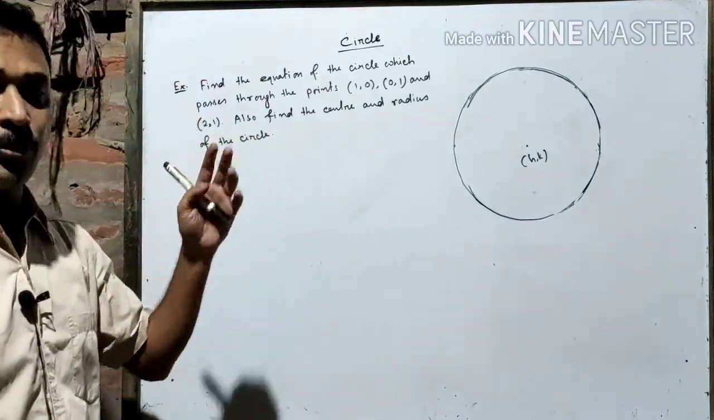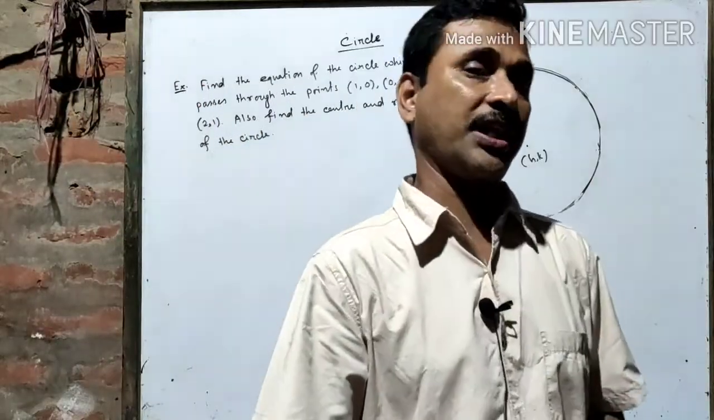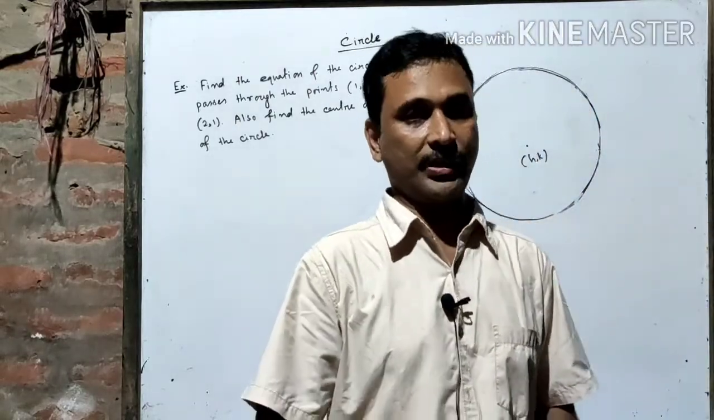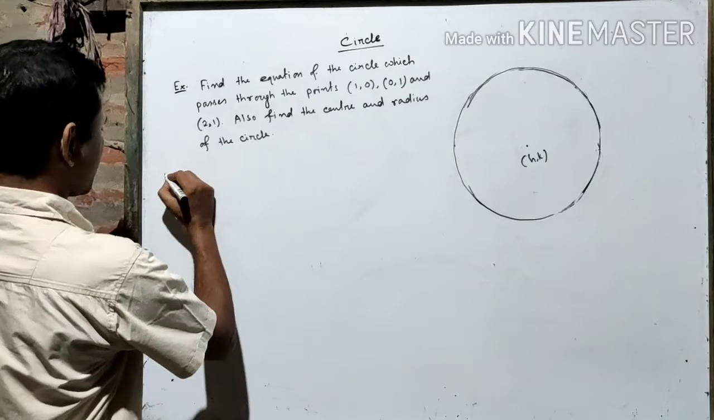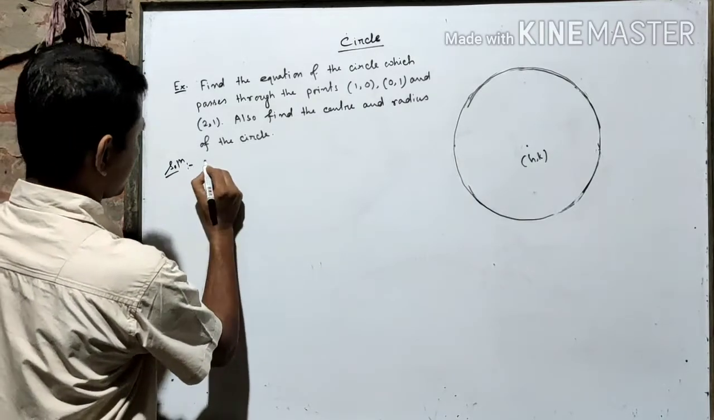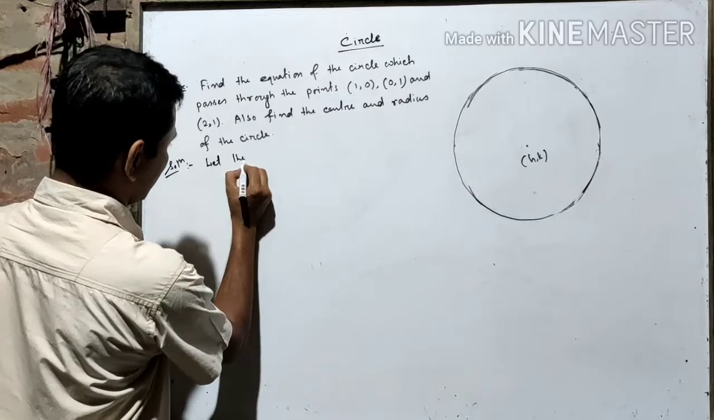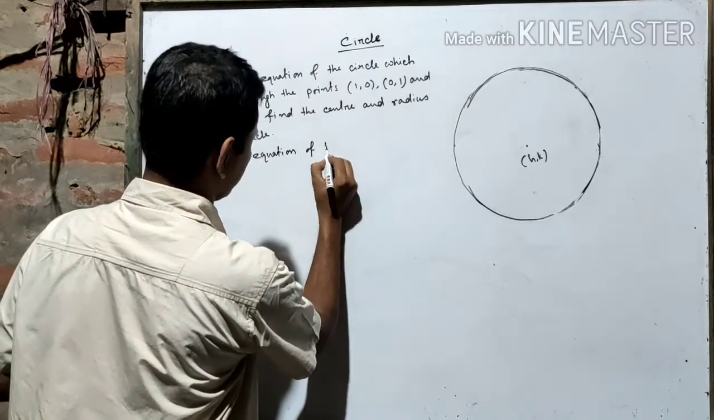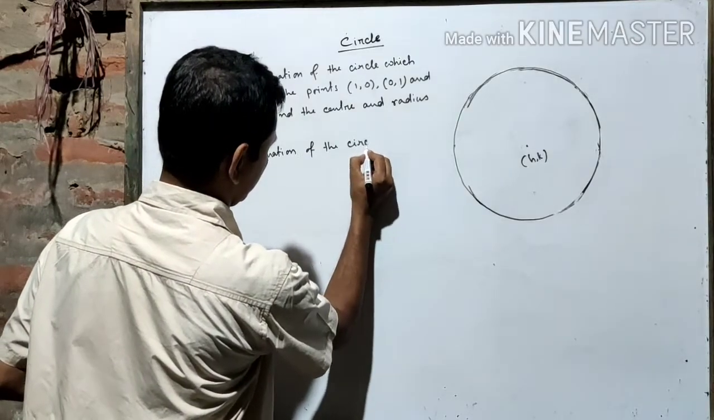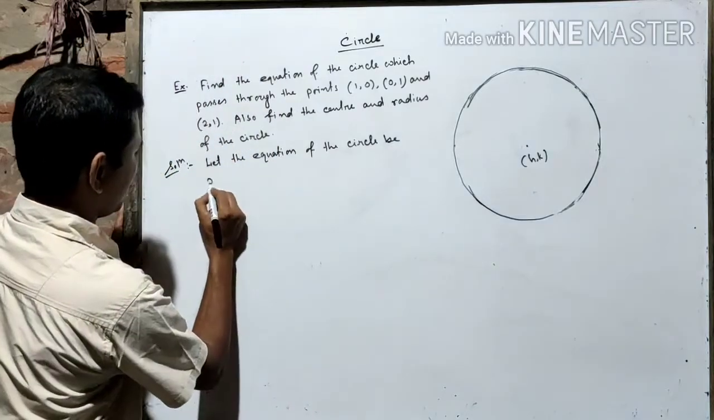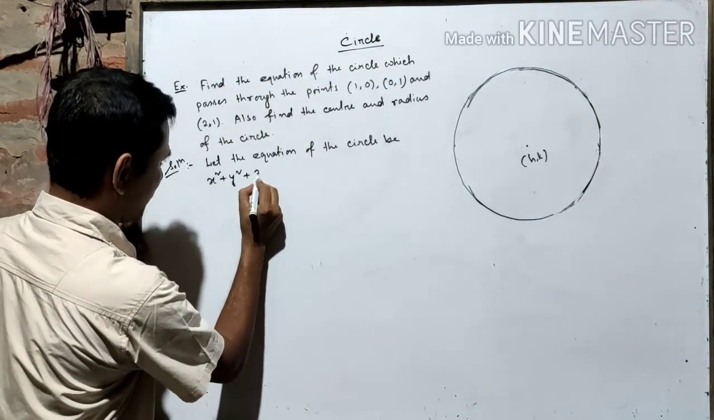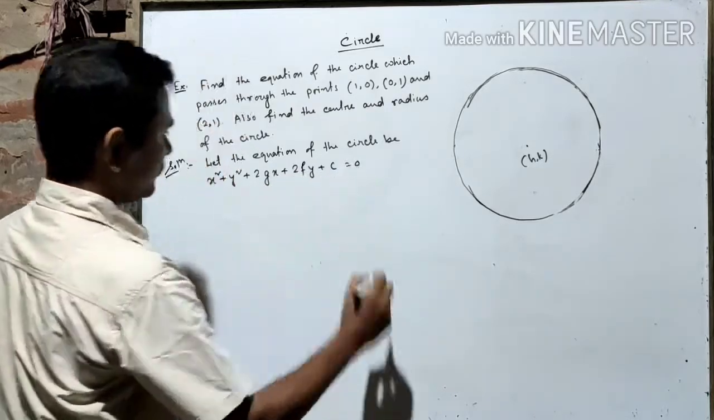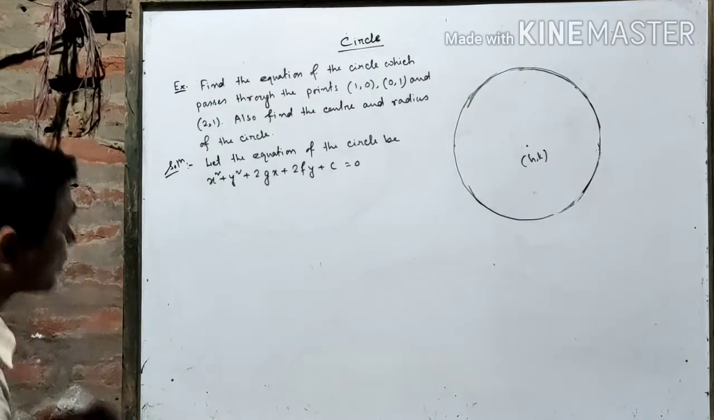So it is always better to start with the general equation. It is easy to solve such type of problems with the help of the general equation. So let us start with the general equation. Let the equation of the circle be x square plus y square plus twice gx plus twice fy plus c is equal to 0.